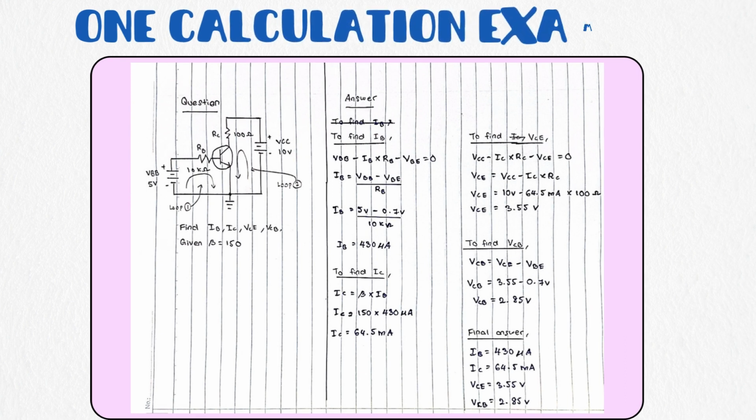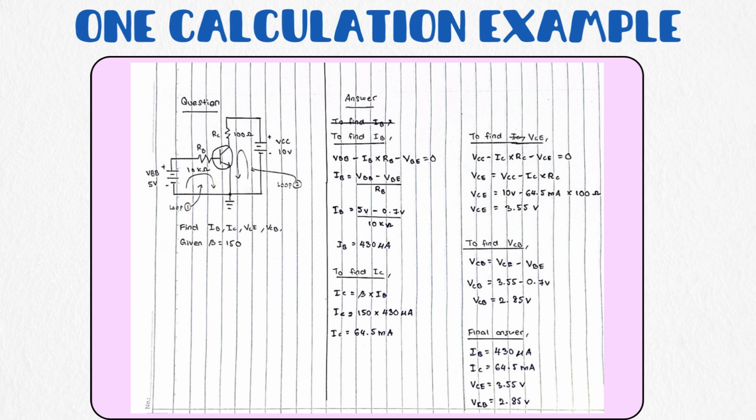Okay, so now I want to explain the calculation example for the BJT configuration. For this example, the question has a circuit and asks us to find IB, IC, VCE and VBE. In this question, the value of beta has been given, which is 150.